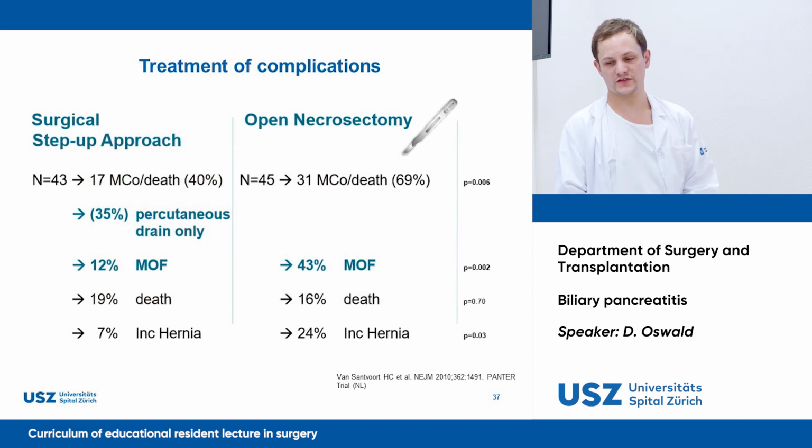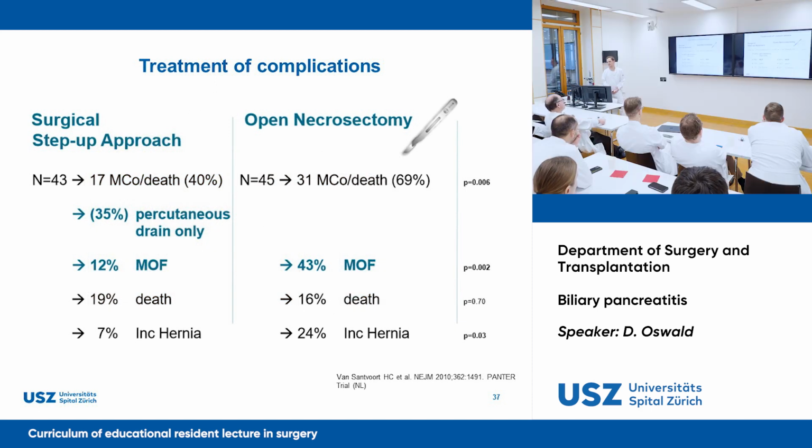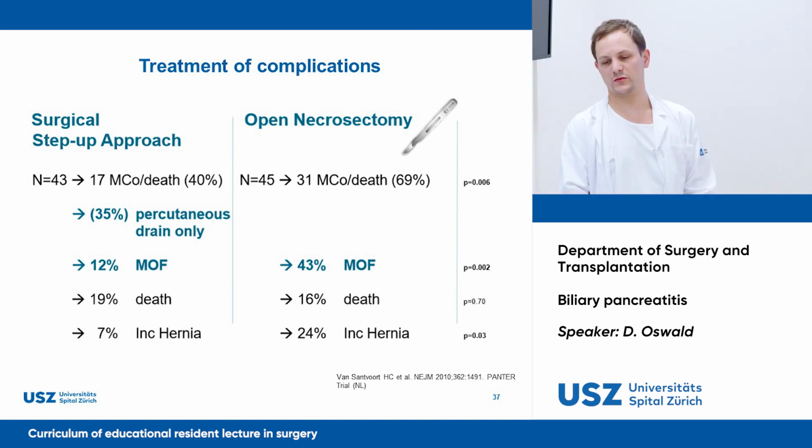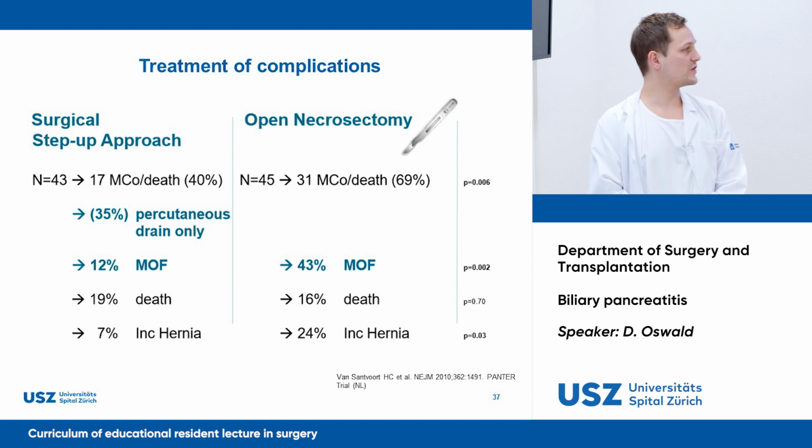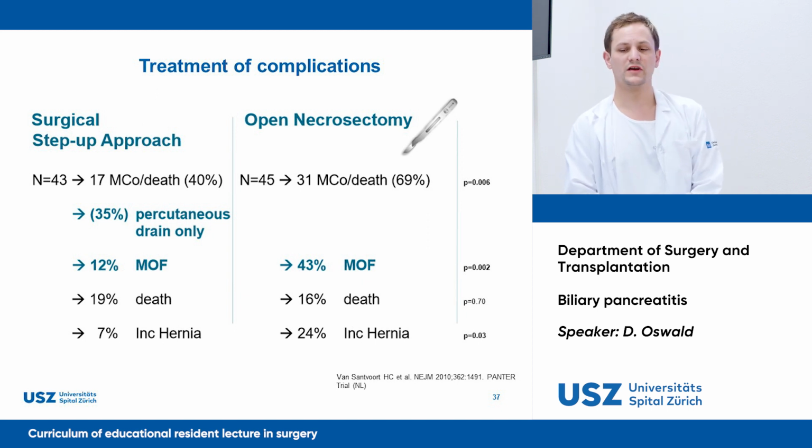The outcome of this study was to show that the surgical step-up approach was better than an open necrosectomy. There were significantly fewer multiple organ failures, 12% compared to 43% in the open necrosectomy. For death, there was no improvement for the surgical step-up approach. But important is that 35% only needed a percutaneous drain and no surgical intervention after all. Lower there is the incisional hernia, a secondary endpoint that was significantly lower for the surgical step-up approach.